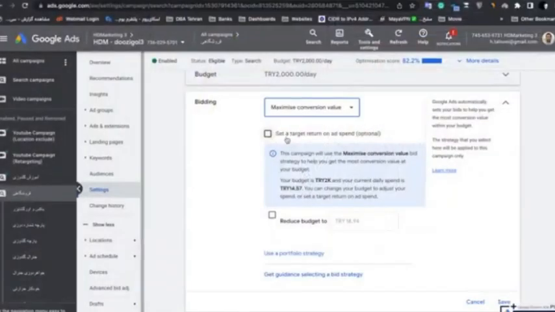Well, and finally, the last model I want to tell you about among the automated ones, a more advanced model again. It says set target return on ad spend. Guys, it's the abbreviation for return on ad spend, ROAS.